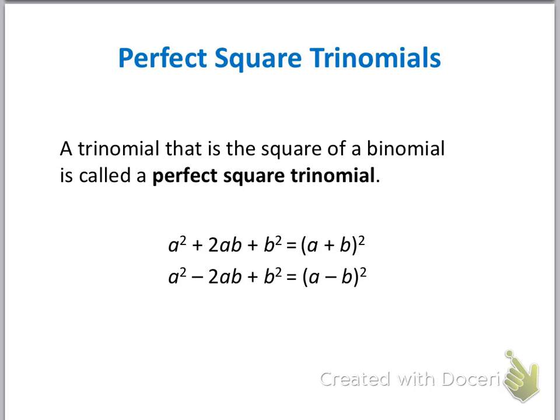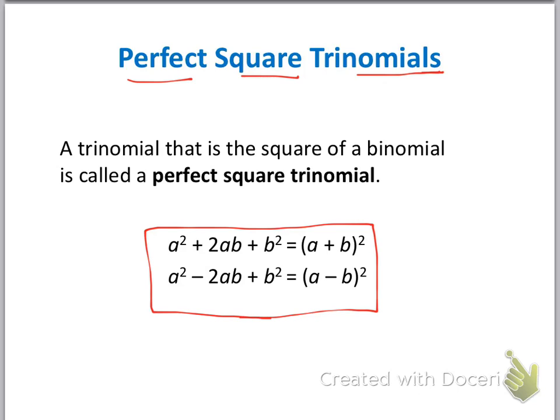So the first set that we're going to look at are called perfect square trinomials, and that's the first set of patterns. Now you'll notice that these are written backwards. That's because we're going to start with this as the question, and we will write this as the answer. Notice the difference is just simply the plus or the minus. So let's take a look.